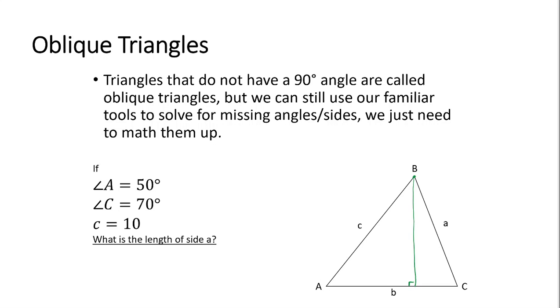That green line I've drawn there from angle B down to side length B, that intersects angle A and C, sorry, side AC or side B, is called an altitude. And then we can look at these two triangles that we've just created individually and come up with a way to solve. So let's do that.